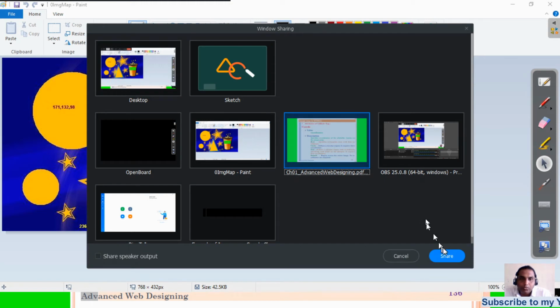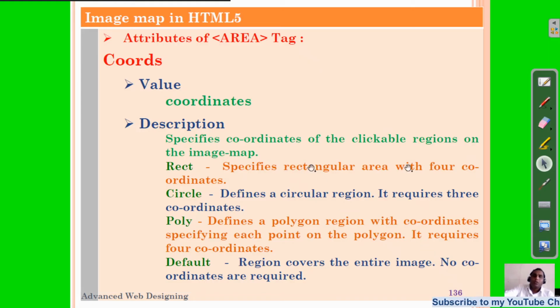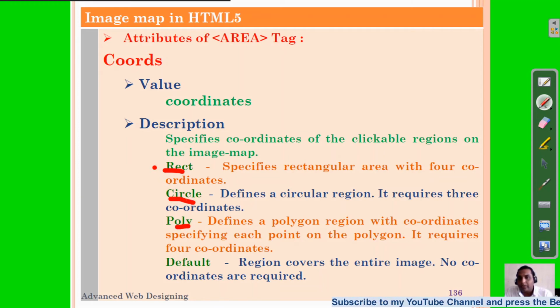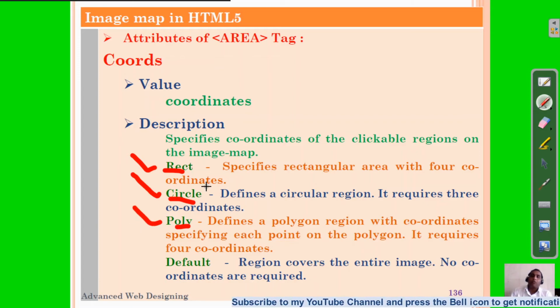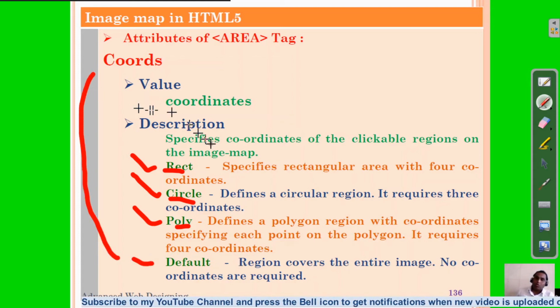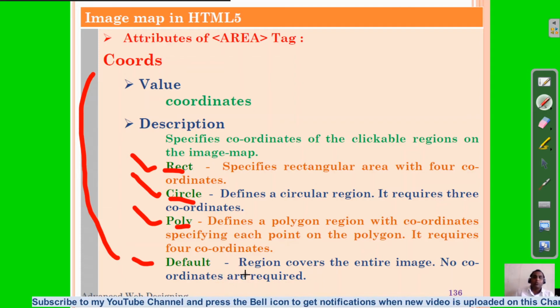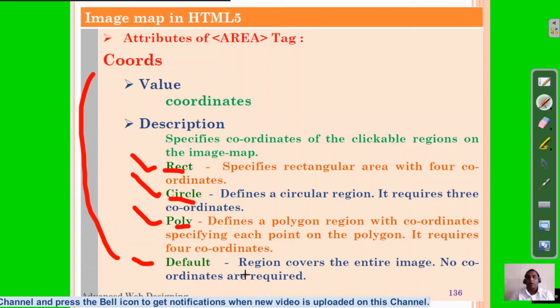I go back to the slide. So rectangle, circle and poly. You now came to know how we find out the coordinates. For rectangle 4 coordinates, circle 3 coordinates, and poly the number of points. Default is the third value we give to the shape. Default region covers the entire image. Here we don't specify any coordinates. The entire image will be considered as one hyperlink, which does not have the meaning of image mapping.